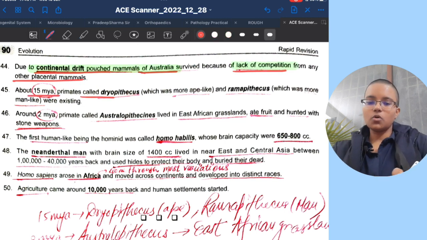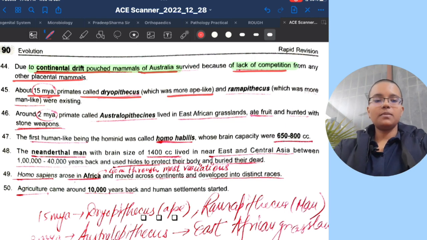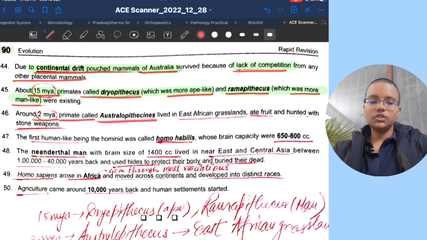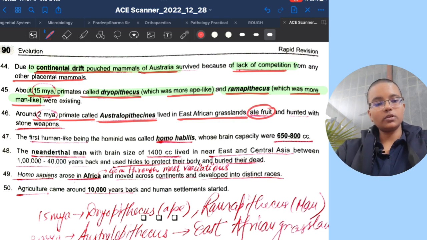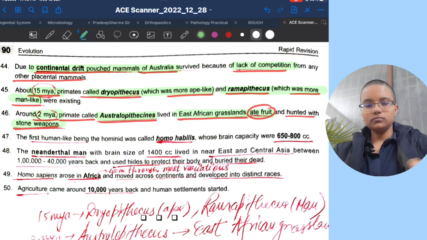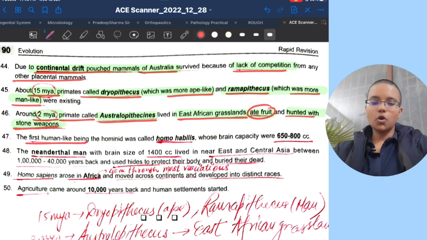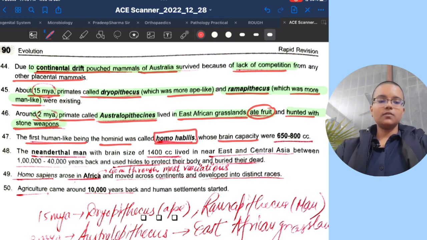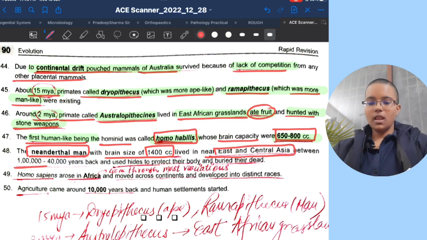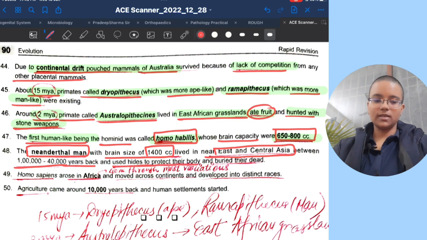About 15 Mya, primates called Dryopithecus, which were more ape-like, and Ramapithecus, which were more man-like, were existing. Around 2 Mya, Australopithecines lived in East African grasslands, ate fruit and hunted with stone weapons. The first human-like being, Homo habilis, had a brain capacity of 650 to 800 cc.